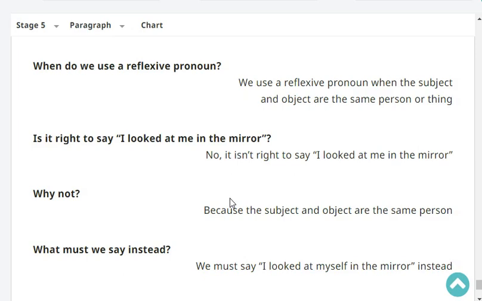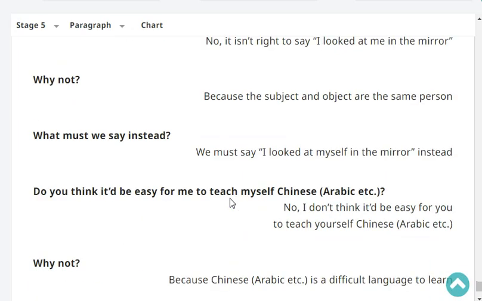Is it right to say, I look at me in the mirror? No, it isn't right to say, I look at me in the mirror. Why not? Because the subject and the object are the same person.